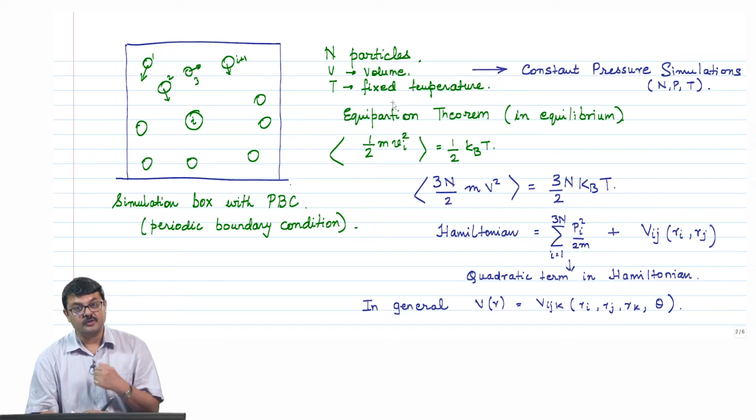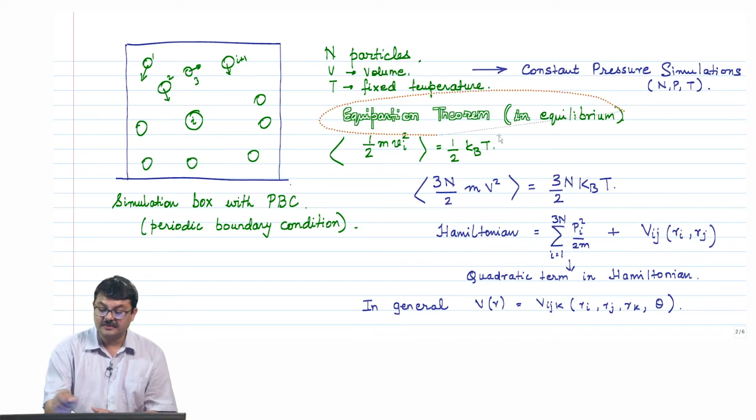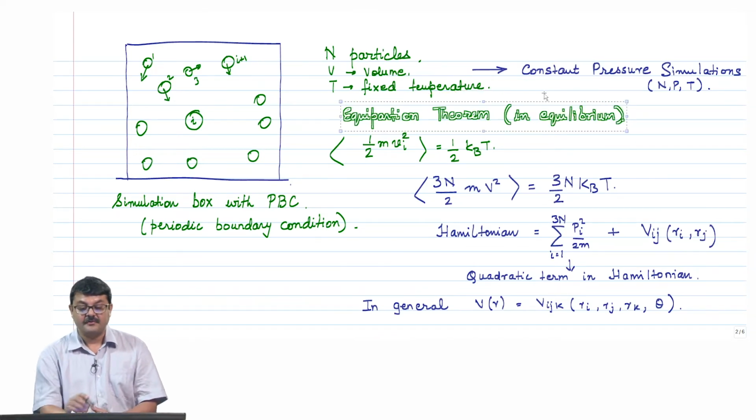How do you measure the temperature? It is by the equipartition theorem, which holds in equilibrium, where half m v_i squared for a particle equals half k_B T. So, this is for every degree of freedom, right. So, this would be like half m v_x squared, the expectation value, the average value, equal to half k_B T.